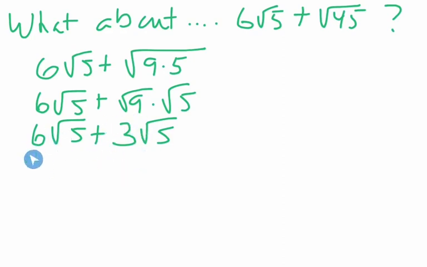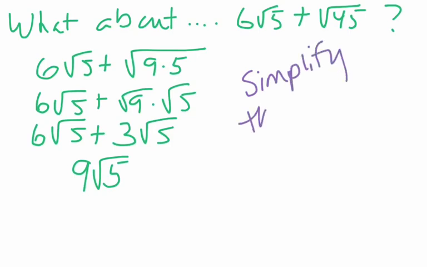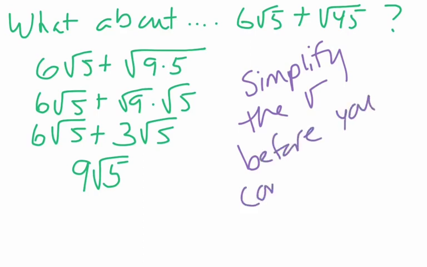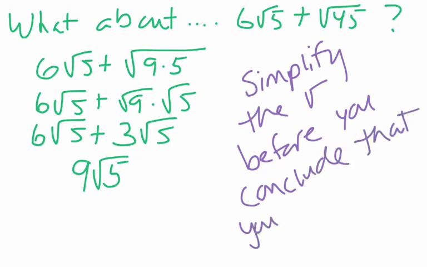And now I have 6 root 5 plus 3 root 5, which I actually can add, and 6 plus 3 is 9. So the key takeaway here is that you have to simplify the radical before you conclude that you can't add. You have to simplify everything down first before you're allowed to make that conclusion.